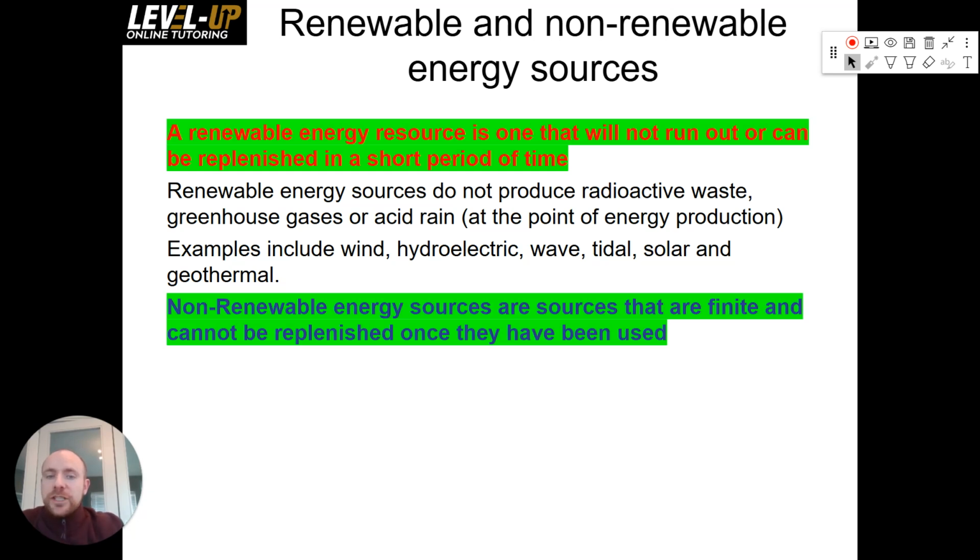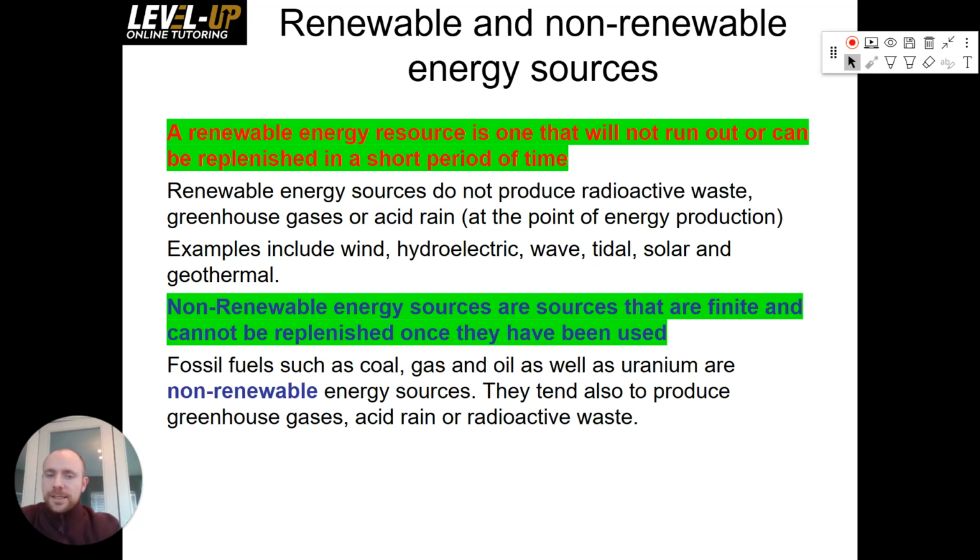A non-renewable energy source is one that is finite. It will run out. It cannot be replenished. More specifically, it cannot be replenished once it's been used. Things like coal, natural gas, oil, they take millions and millions of years. Of course, ultimately, eventually, they would be replenished, but they will take millions of years. So we're talking about things that can't be replenished in a sensible timescale. We're talking again 20, 30 years.